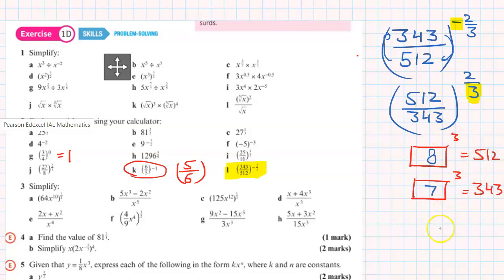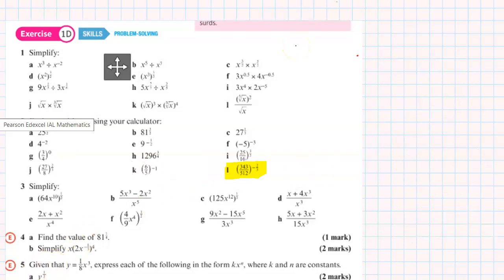So instead of 512 over 343, I can write 8 over 7 cubed, and I can multiply it by 2 over 3. Now this 3 and 3 cancel, so it will be 8 squared, which is 64, over 7 squared, which is 49.